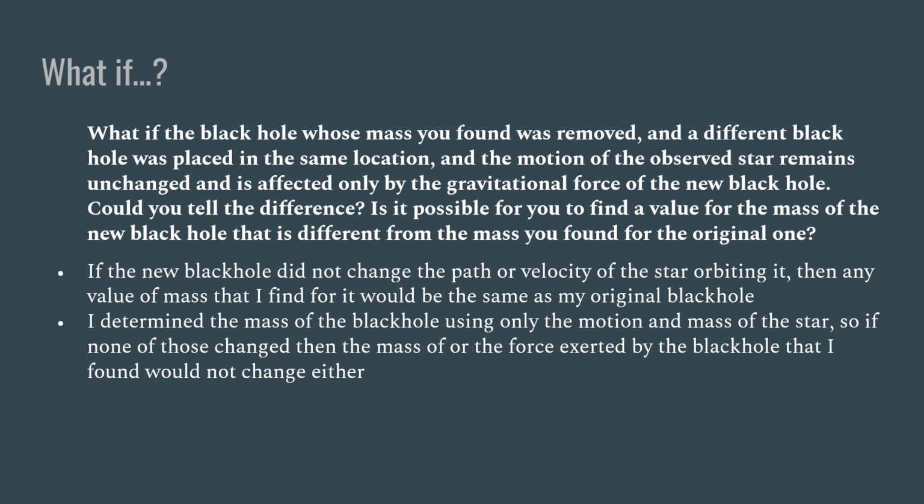So if the new black hole did not change the path or the velocity of the star orbiting it, then the value of mass that I find for it would be the same as my original black hole. I determine the mass of the black hole using only the motion and mass of the star, so if none of those change, then the mass of, or the force exerted by, the black hole that I found would not change either.